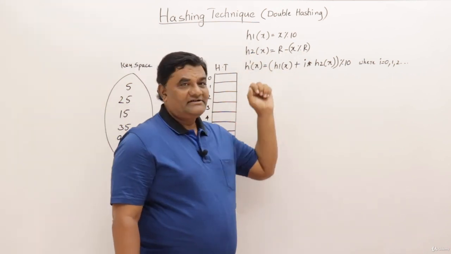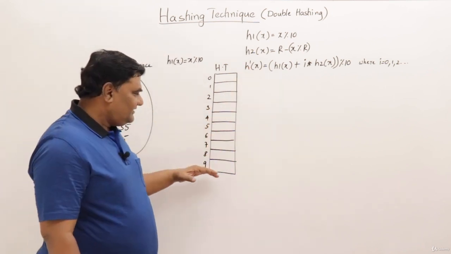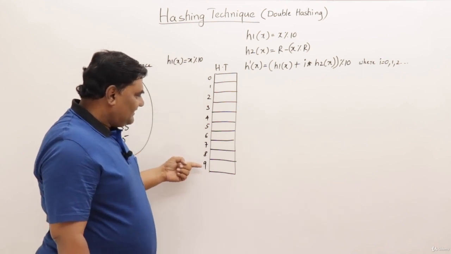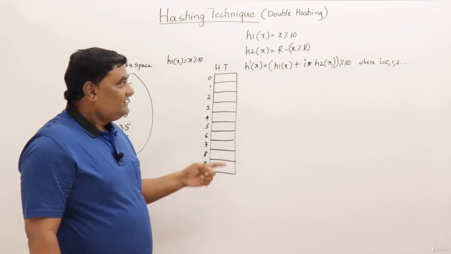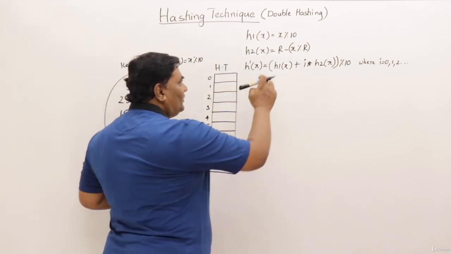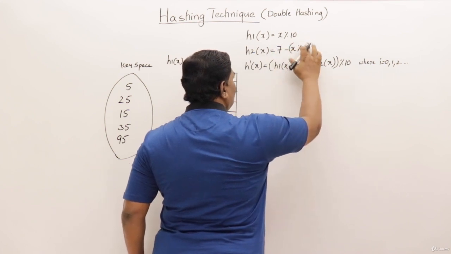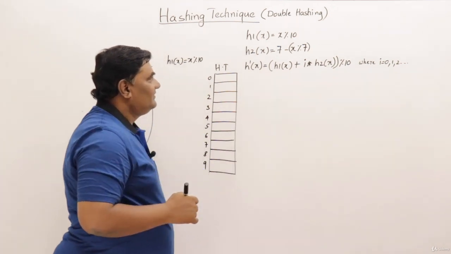Then this is the second hash function. That r is a prime number that is smaller than the size of the hash table. So the size of the hash table is 10, and less than 10, what is the nearest prime number? That is 7. So r should be 7. I will modify it. So I have modified it to 7.